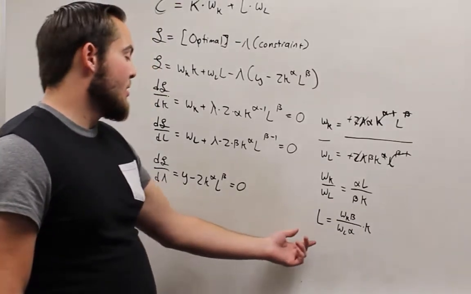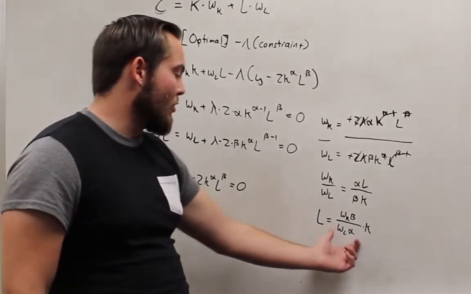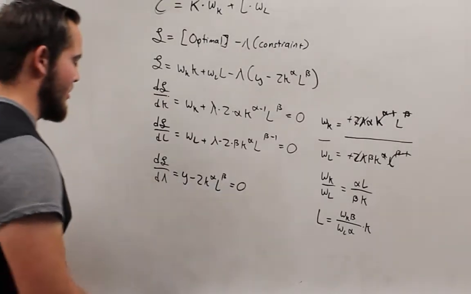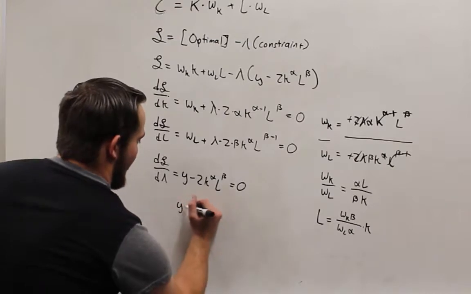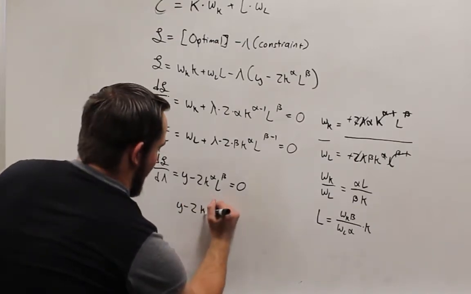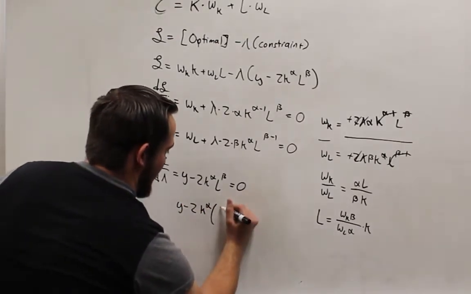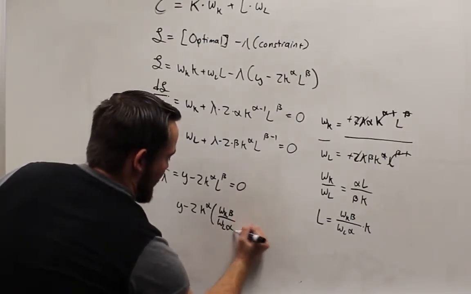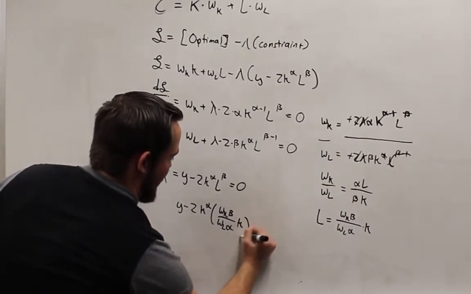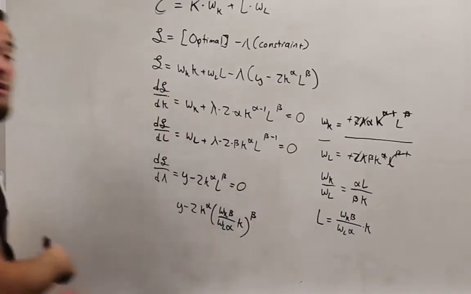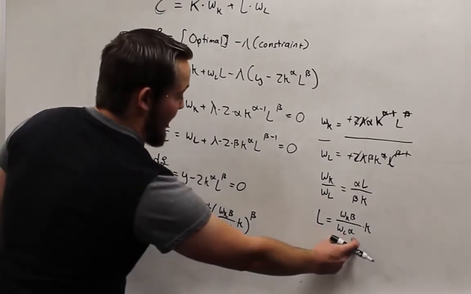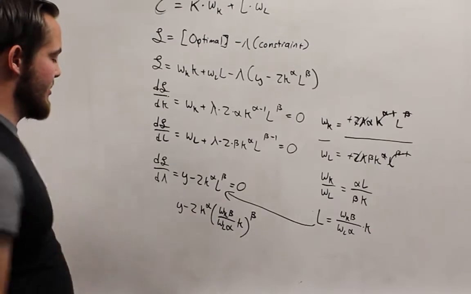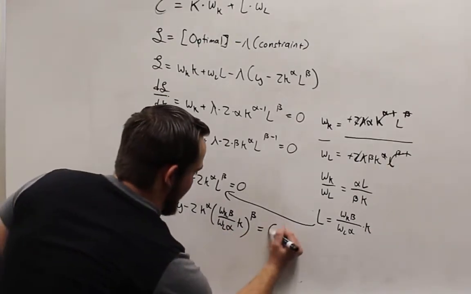What I can do though is plug this whole thing in for L in this equation. It's going to look a little messy, it'll get nicer though. So I end up getting y minus 2 k to the alpha, WKB over alpha times k, all to the beta. Remember what we did there is we brought this L value and replaced this L in here. And that's how I got this. Remember I had to set this equal to 0.